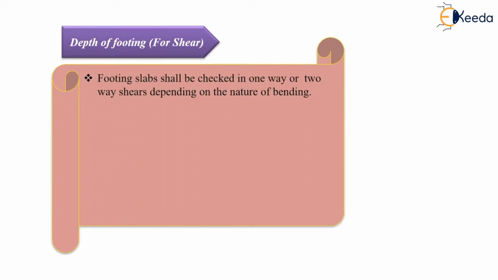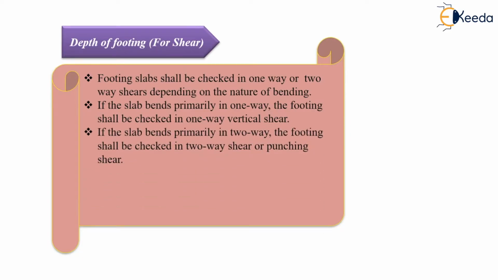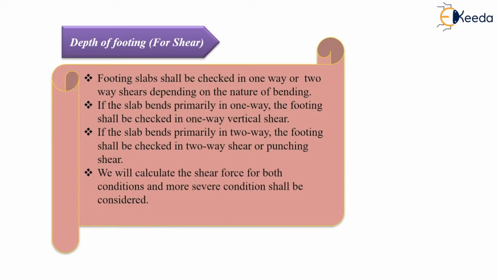We know that the footing slab shall be checked in one-way or two-way shear depending upon the nature of bending. If the slab bends primarily in one way, then we have to check the footing slab in one-way vertical shear. Otherwise, if the slab bends primarily in two-way direction, then we have to check the slab in two-way shear. For two-way shear, there is another name which is called punching shear. We will calculate the shear force for both conditions, one-way shear criteria and two-way shear criteria, and we will take the most severe condition.